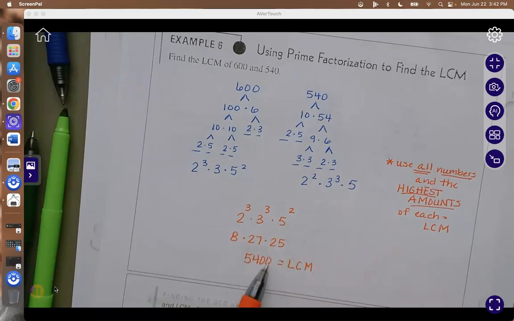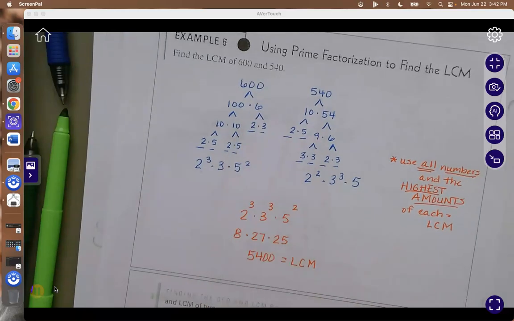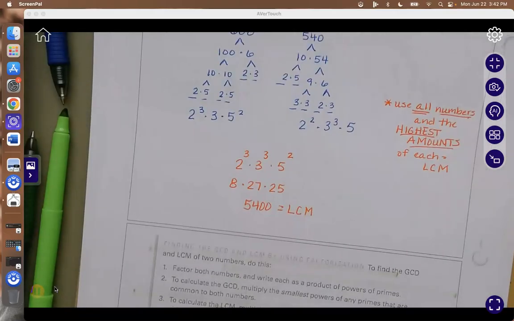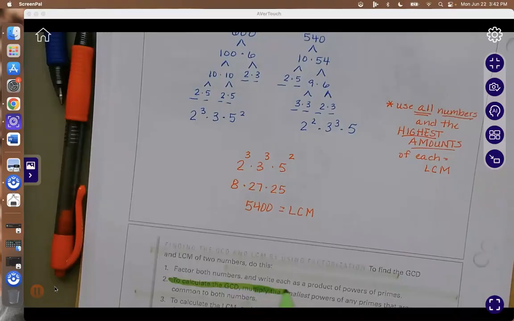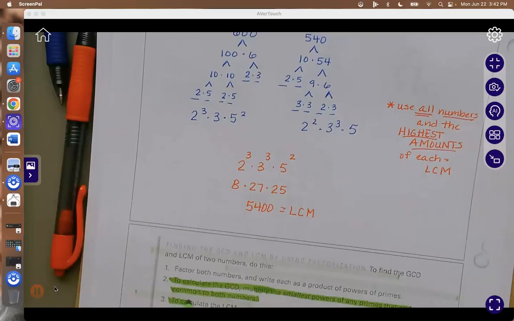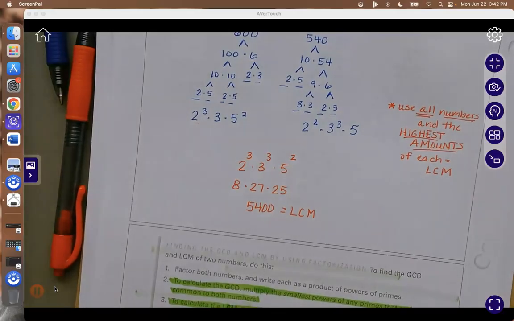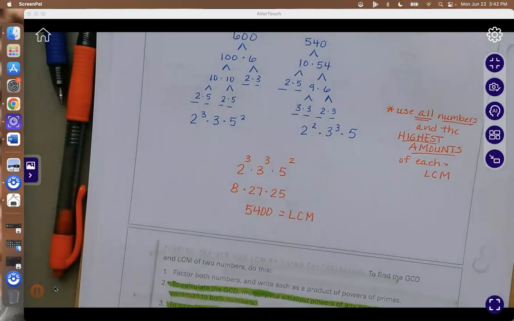Okay, so LCM should be bigger than these two numbers, or at least the biggest one. And GCDs should be smaller than those numbers. Okay, so just so you have this all in one place: to calculate GCDs, you need the smallest powers of any primes that are common. To calculate LCMs, multiply the largest powers of all the primes that occur in either number. Okay?